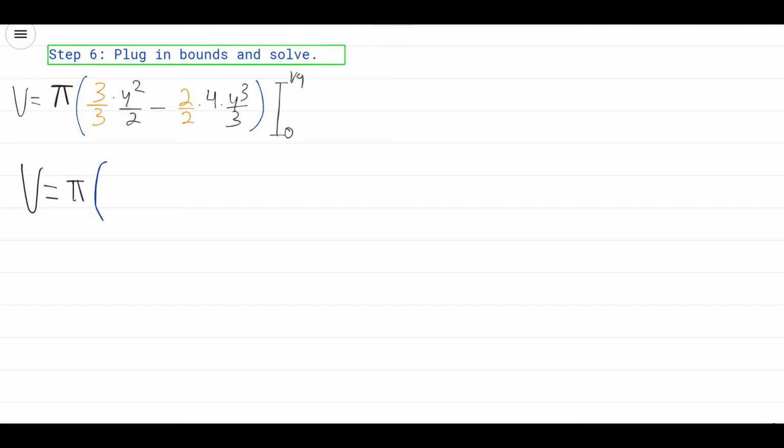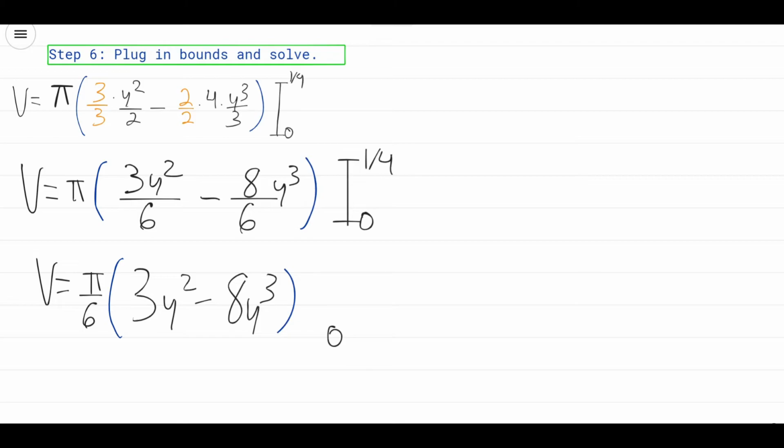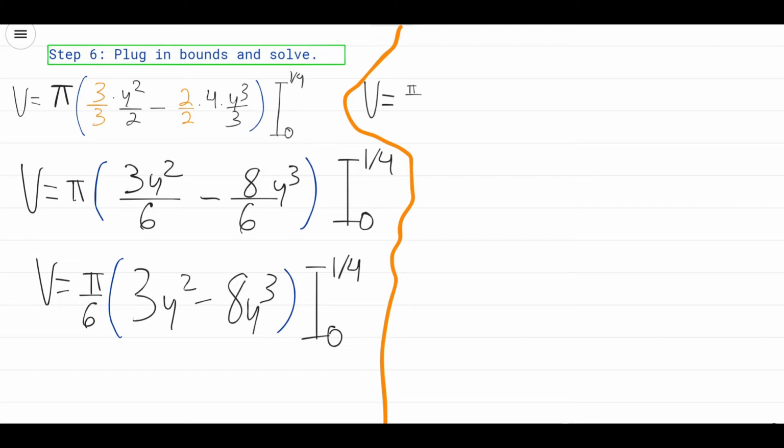In doing so, we get the volume of 3y squared over 6 minus 8y cubed over 6, again bounded from 0 to 1/4. We get the volume of pi over 6 of 3y squared minus 8y cubed from 0 to 1/4. So now we can just plug in what we have. We know pi over 6 times 3 times 1/4 squared minus 8 times 1/4 cubed, minus what we get when we plug in 0.